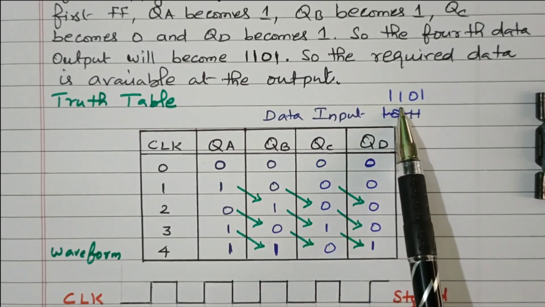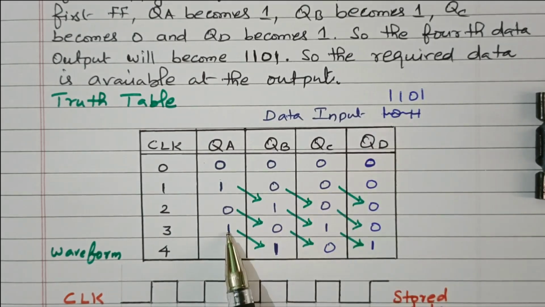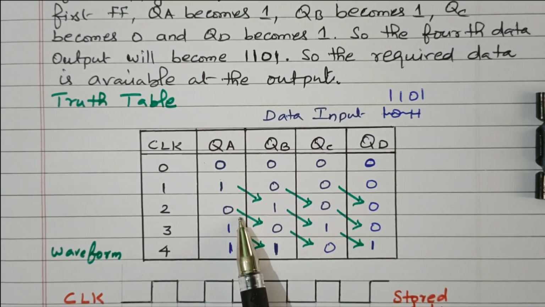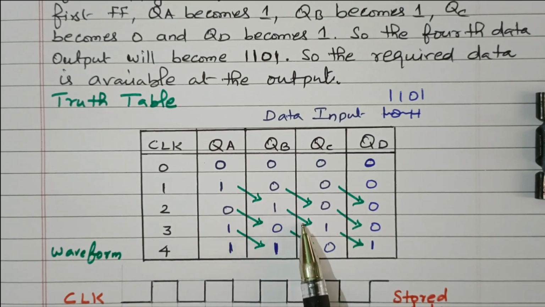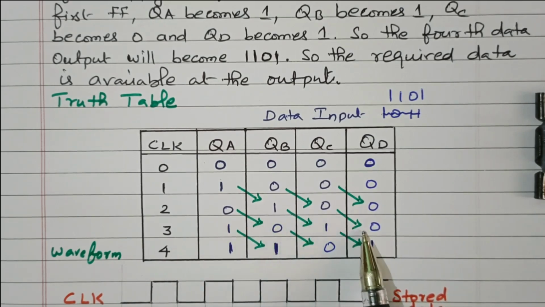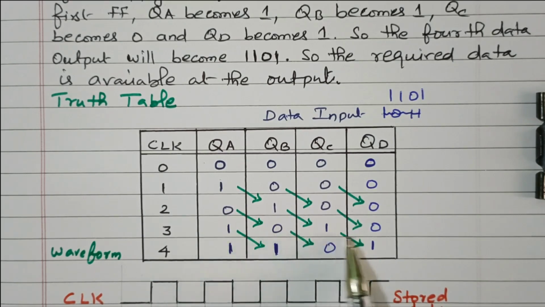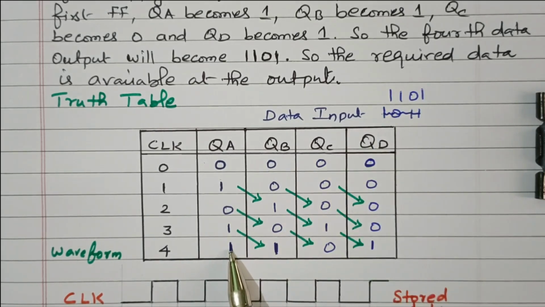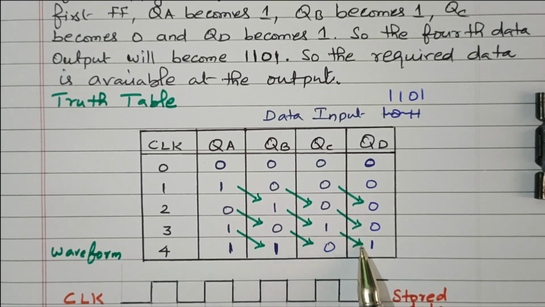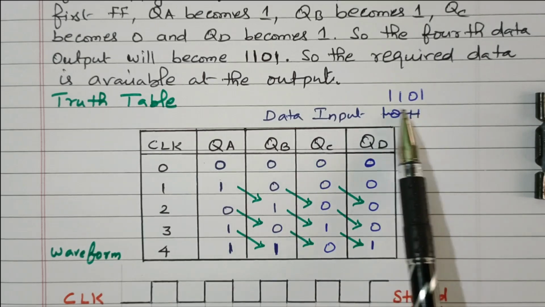In the third step we apply the third digit 1, so QA becomes 1. The previously available values are transferred to the next flip-flops, so it becomes 1, 0, 1, 0. In the fourth clock pulse we apply the fourth digit 1, so QA becomes 1 now. The already available values are each transferred to the next flip-flop. So finally we have 1, 1, 0, 1, and that is our required output.